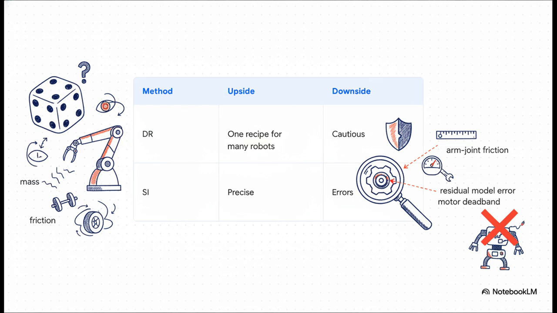You take super precise physical measurements of your actual robot, like exactly how much friction is in a specific arm joint, and you plug those exact numbers right into the sim. The upside is a really precise, low-noise training target. The downside? Even the tiniest unidentified effect, like a microscopic motor deadband, is totally invisible to the robot and will still cause it to crash the moment it's deployed.